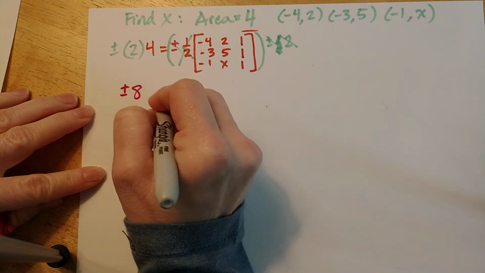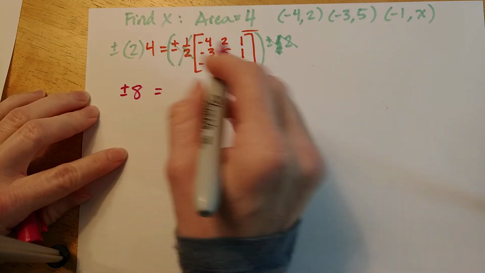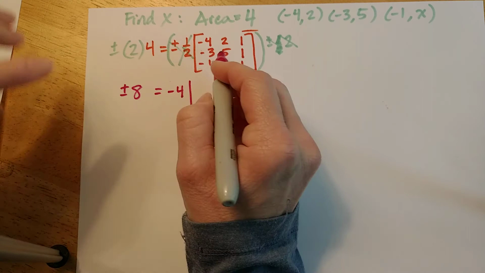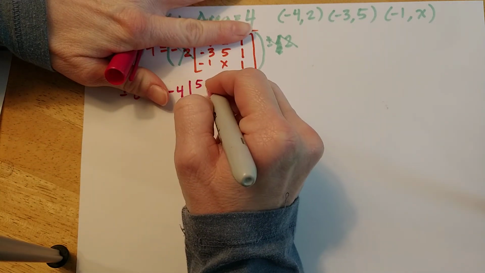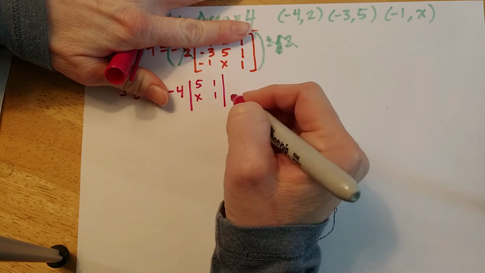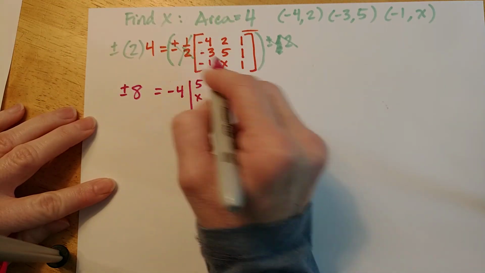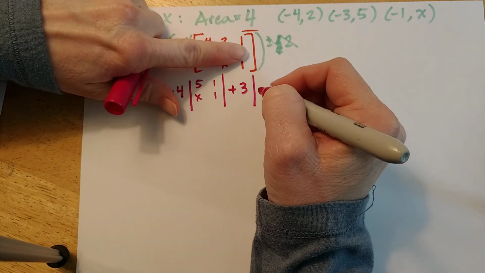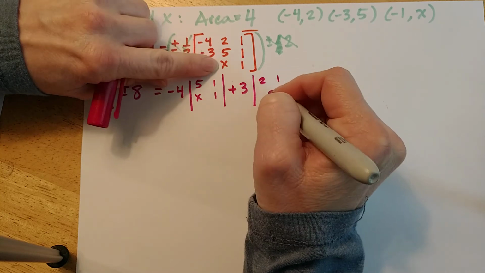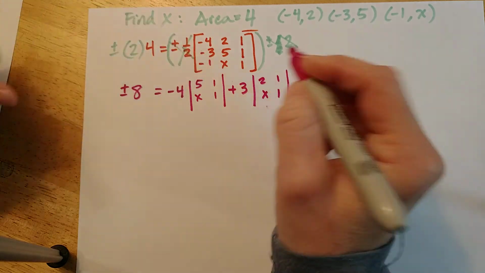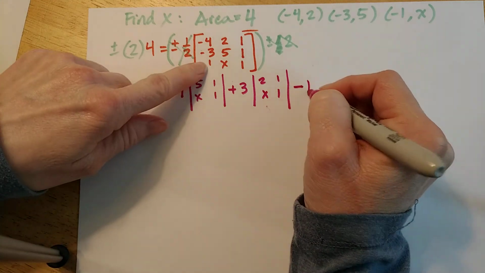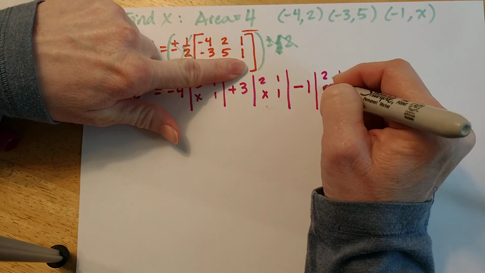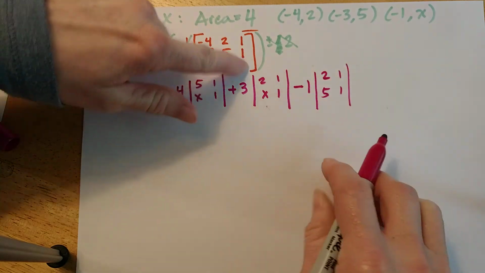So plus or minus 8 equals, let's do our little determinant thing here. So I've got a -4. And the determinant, so 4 is right here. I'm going to cover this one up. I have 5, 1, x, and 1. Okay, and then minus is my next one, but this is already negative, so I'm going to have plus 3 of the determinant. Cover that one up, so I have 2, 1, and then x and 1. And then my last one is going to be -1 times, cover this one up, 2, 1, 5, 1. Okay, so there we go.